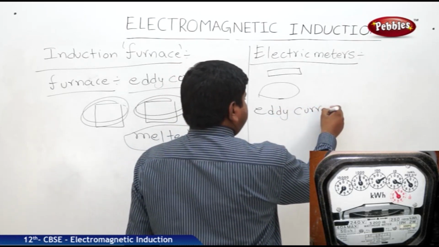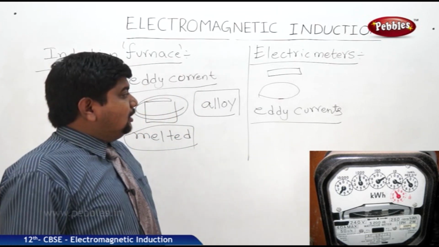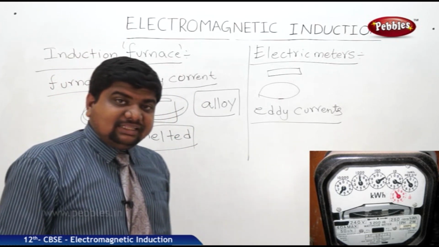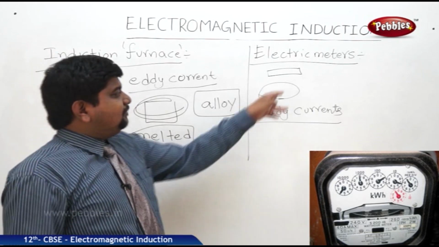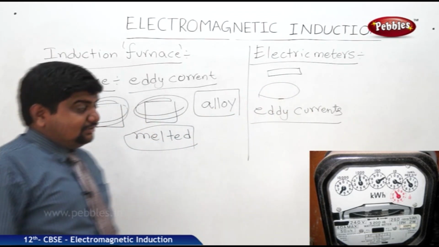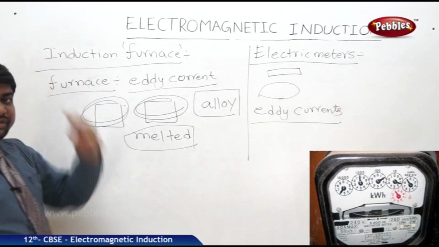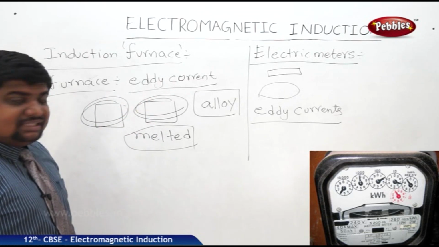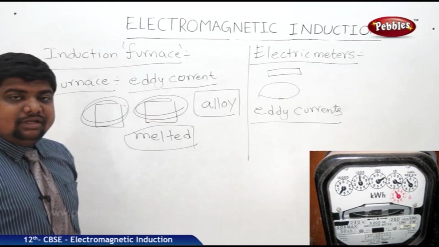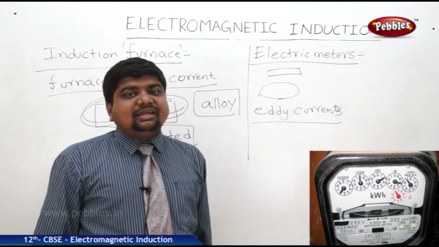So eddy currents are helpful for the smoothing effect of magnetic braking in trains, for finding the electric meter reading with the help of the rotation of the circular coil, which is silver coated and red, and for producing temperatures of 2000 to 3000 degrees Celsius within the coils or furnace to prepare alloys, and such examples we can see with the help of eddy currents.